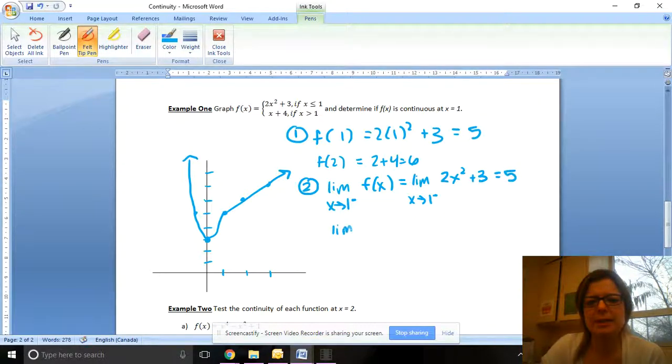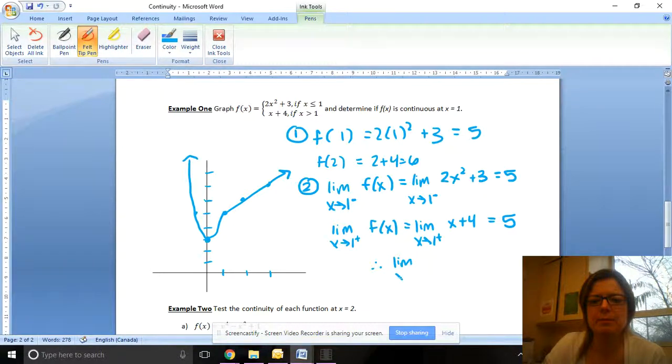And then we test the limit on the other side. As x approaches 1 from the right, that's the same thing as saying the limit as x approaches 1 of x plus 4. So that also equals 5. Okay, so the limit exists. So we can say, therefore, the limit as x approaches 1 of f at x exists. Okay, so that's the second burden of proof.